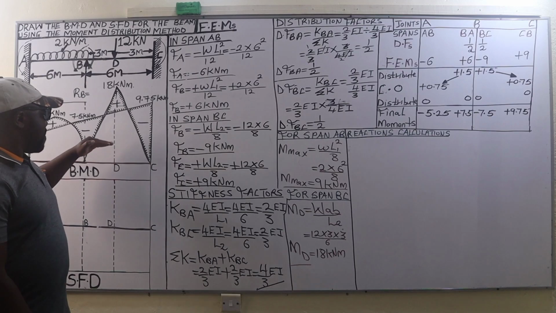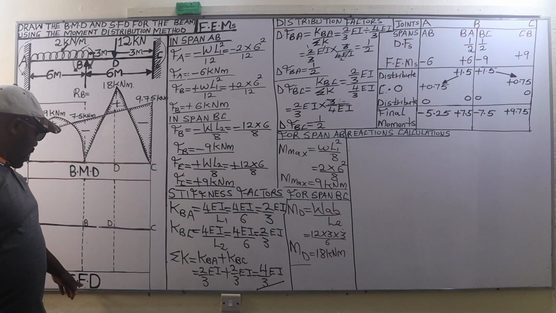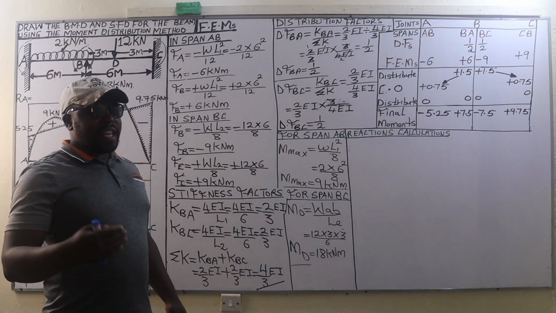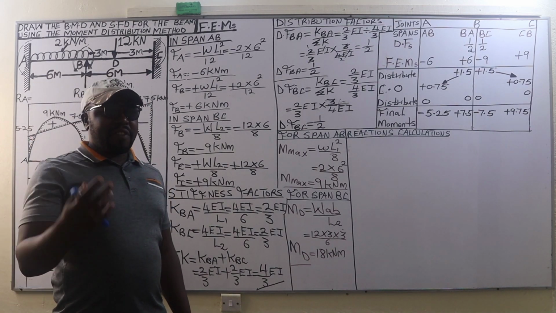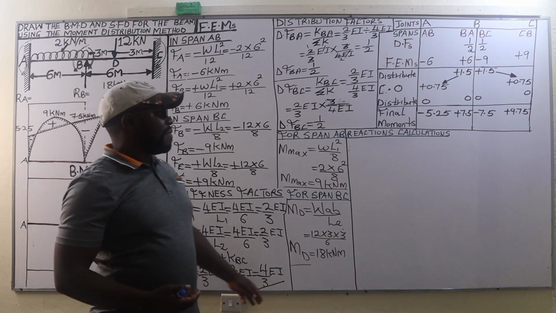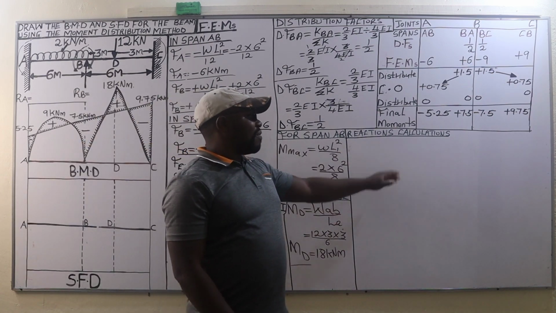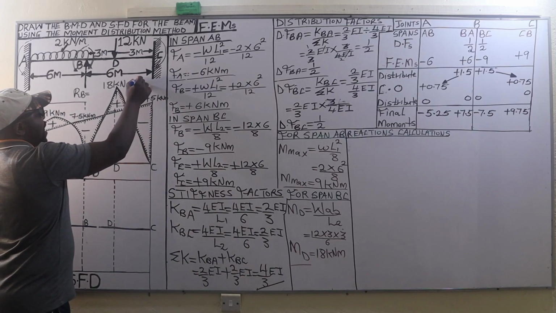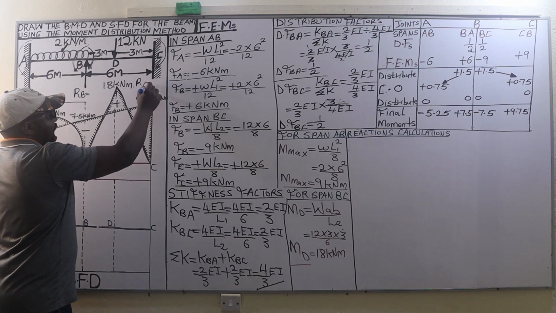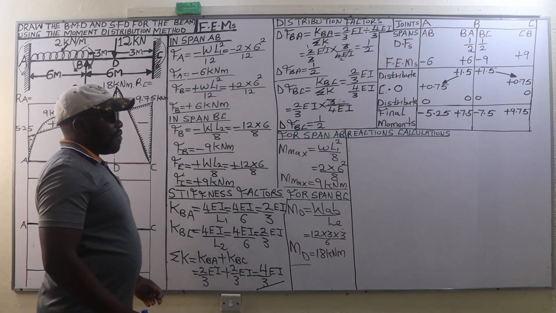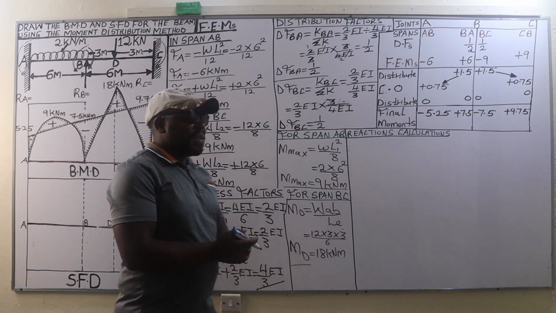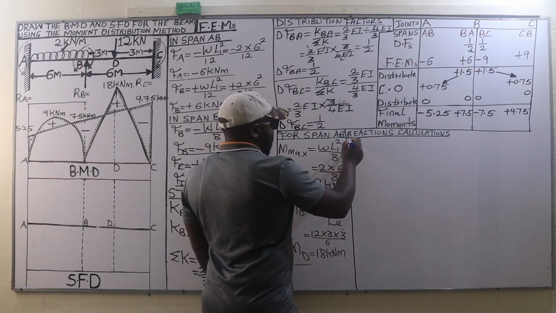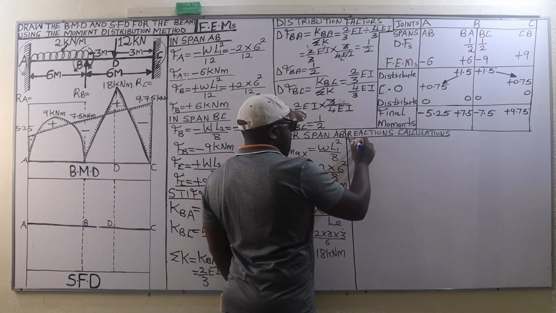Then after plotting our bending moment diagram, we are now going to plot the shear force diagram. But for us to plot the shear force diagram, we require the shear forces. And for us to get the shear forces, we must first of all calculate the values of the reactions. That's why I got here reaction at A, reaction at B, and at this point we are going to have reaction at C. Now, for reaction calculations, let's begin with the span AB.